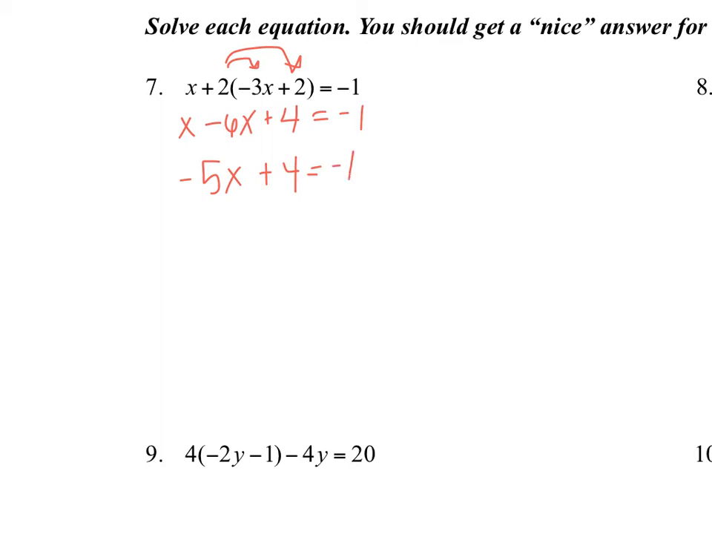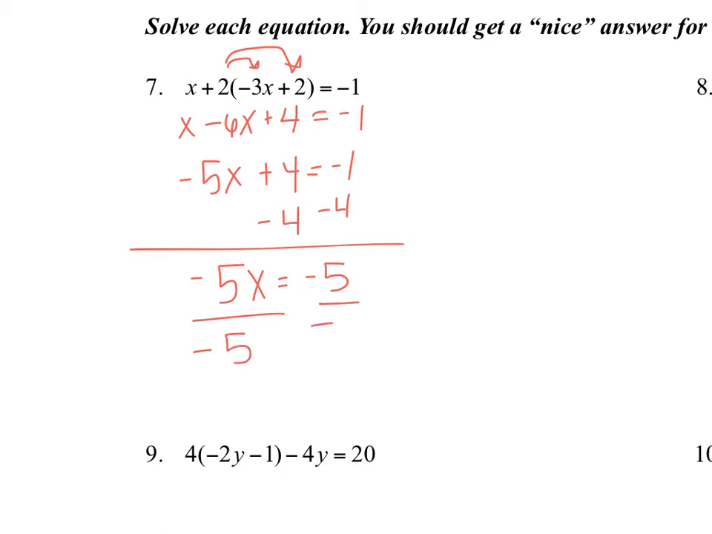All right, and then we want to get the variable by itself, so we need to subtract 4 from both sides, and that gives me negative 5x equals negative 5. Right now it's saying negative 5 times x, so we want to undo that. The opposite of multiplication is division. So we divide both sides by negative 5 to get x equals 1.